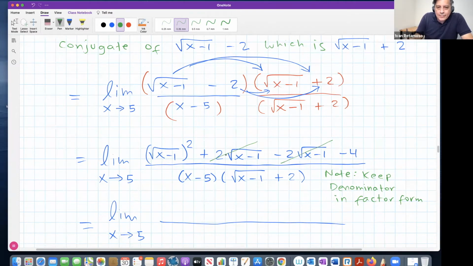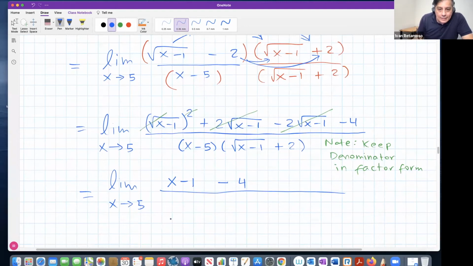You get to eliminate this part. Now notice that the exponent 2 will eliminate the radical part, because remember the square function is the inverse function of the square root function. So apply one after the other, they undo each other, right? So this will be just x minus 1. X minus 1. The second term, that third term, they cancel. And here minus 4, right? Minus 4.